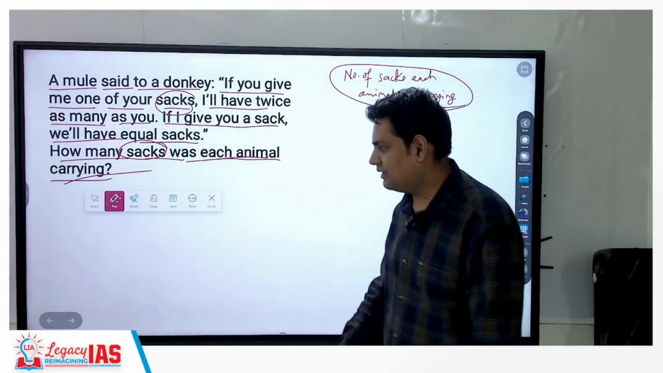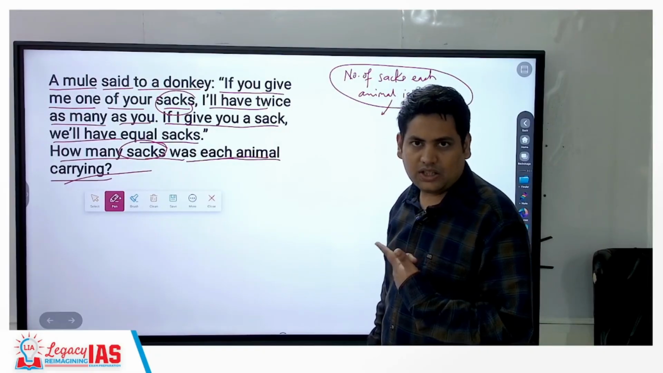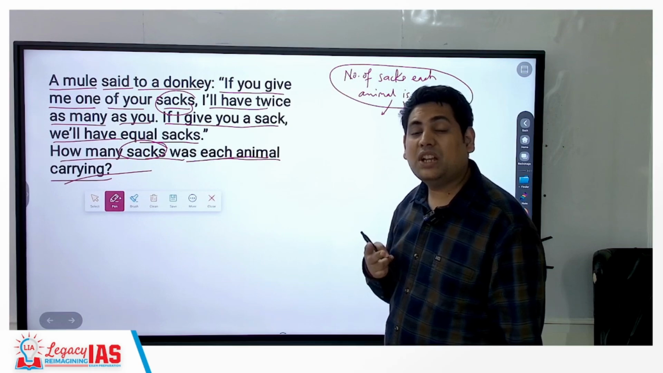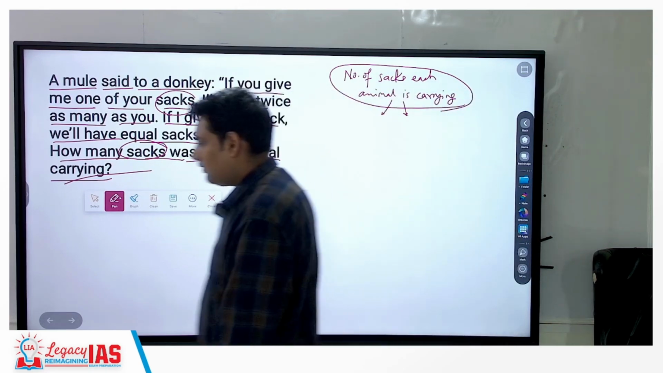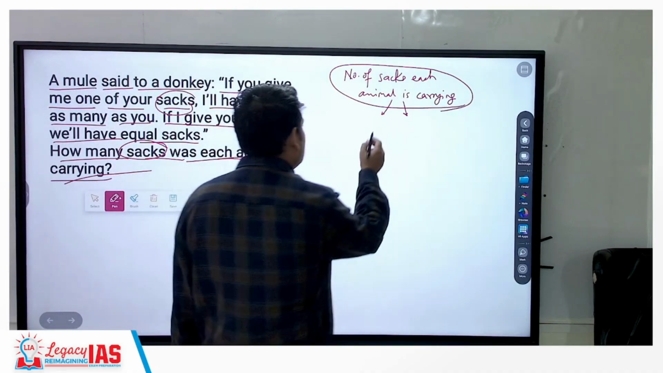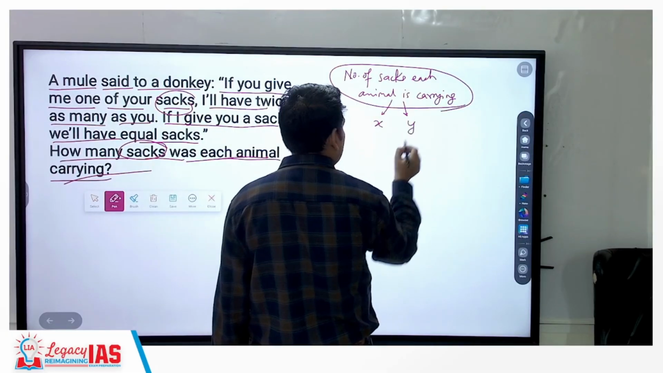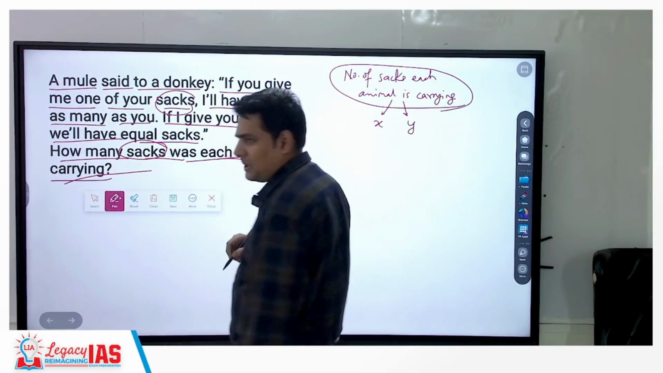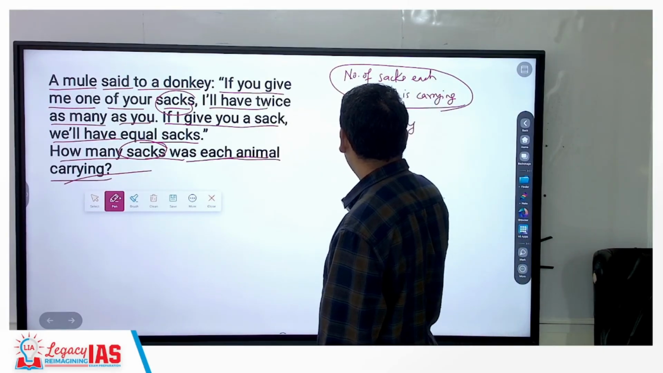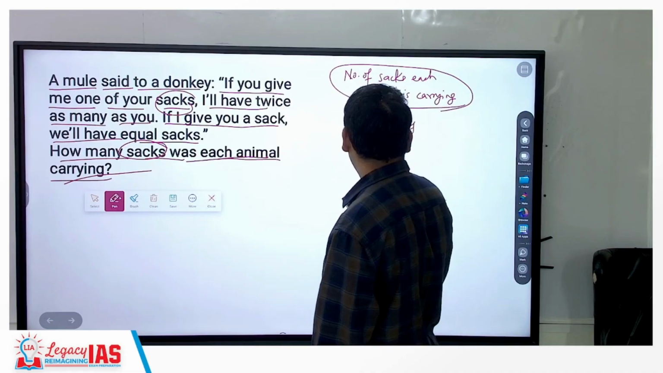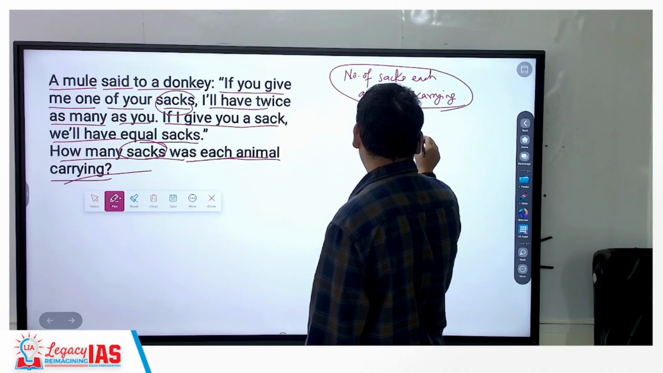Now, how do you find this? First thing is, you assign variables. This is asked, number of sacks each animal is carrying. How many animals are there? 2 animals, mule and donkey. So let's say the donkey has X and the mule has Y sacks. So this is of donkey and this is of mule.